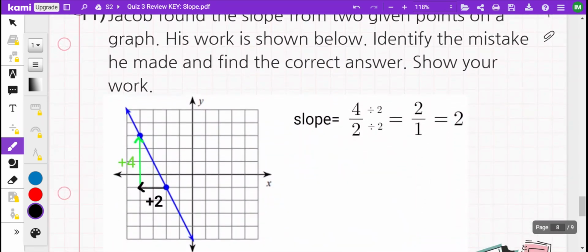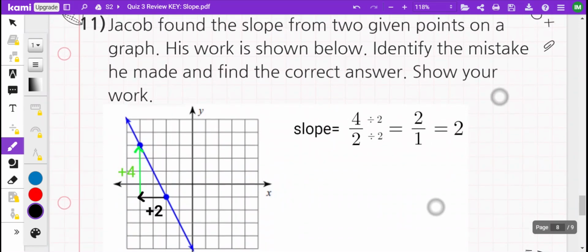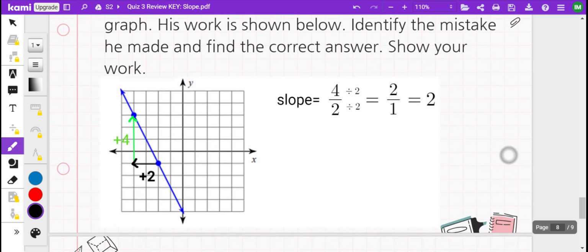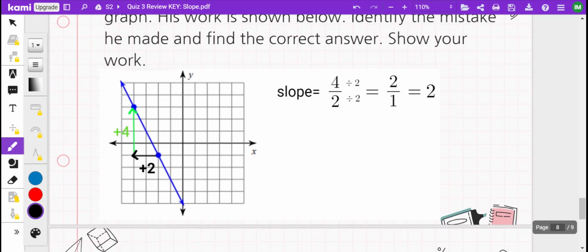All right, moving on to some error analysis problems. So for this one, it says Jacob found the slope from 2 given points on a graph. His work is shown below. Identify the mistake he made and find the correct answer. Make sure that you show your work. Okay, so the way I recommend doing this is to do it on your own and ignore what Jacob did.